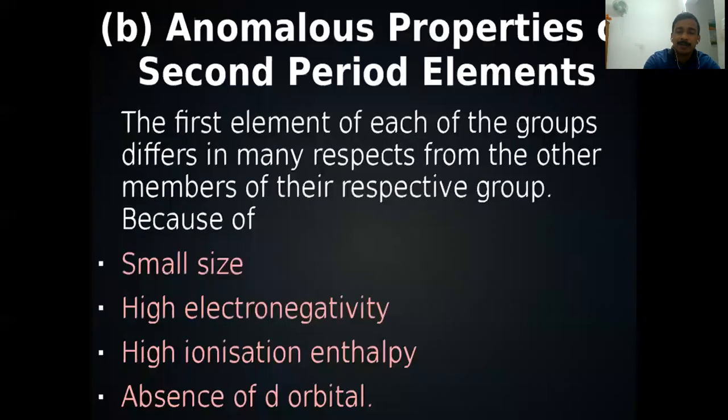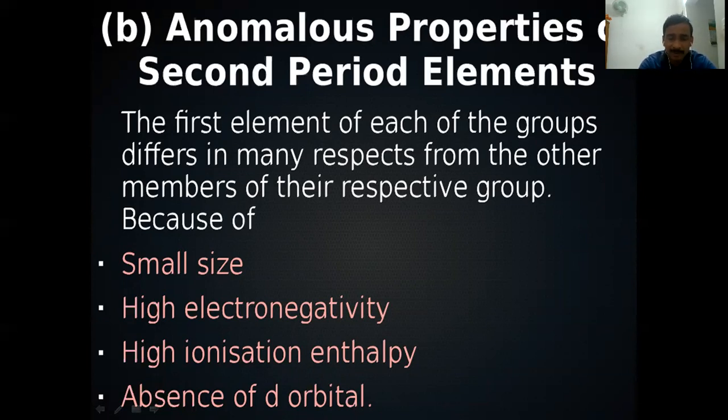Al2S3. That's the formula of the compound. Anomalous properties of second period elements. All the elements of second period are the first elements of each group, except noble gases, and this first element shows some difference from other elements in the group, especially difference in their properties.